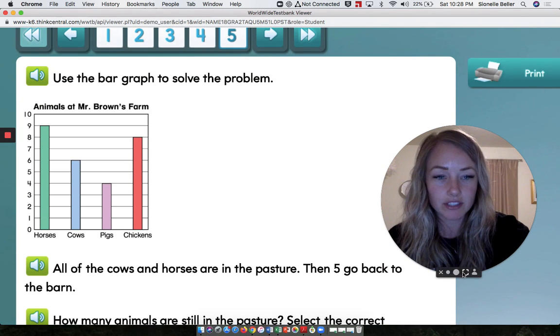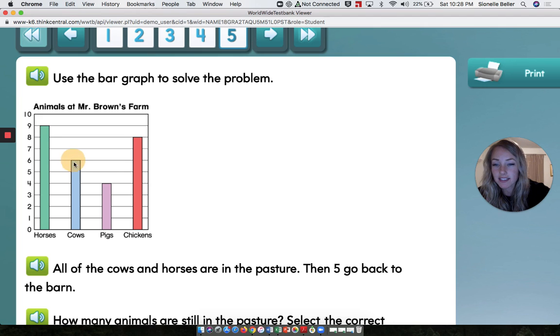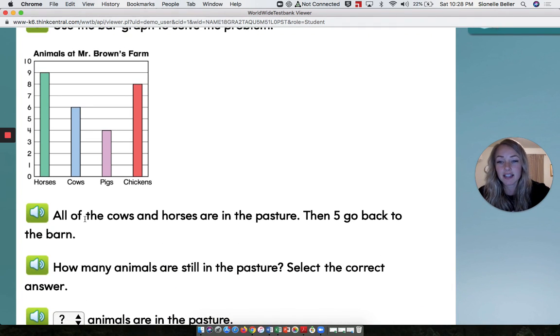Use the bar graph to solve the problem. Okay. Same bar graph, 9 horses, 6 cows, 4 pigs, 8 chickens. This time it's saying all of the cows and the horses are in the pasture.